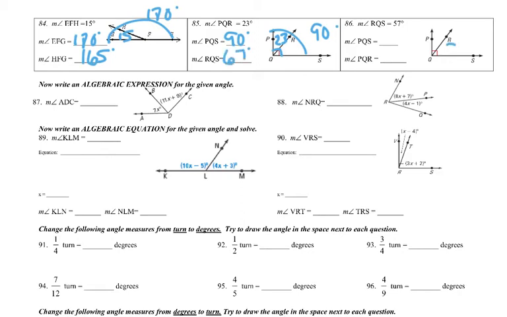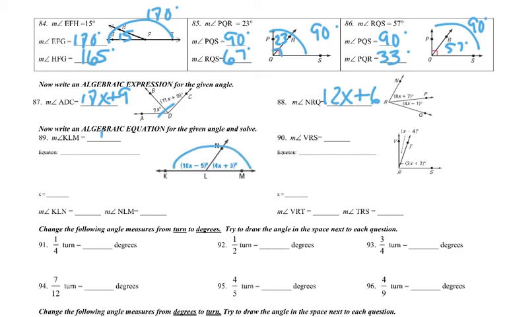Similarly here, it says RQS is 57. The whole thing is 90. 90 minus 57, 33 degrees. Expression, we're going to add those up, so we get 18x plus 9. Here we're going to add these up, 12x plus 6.